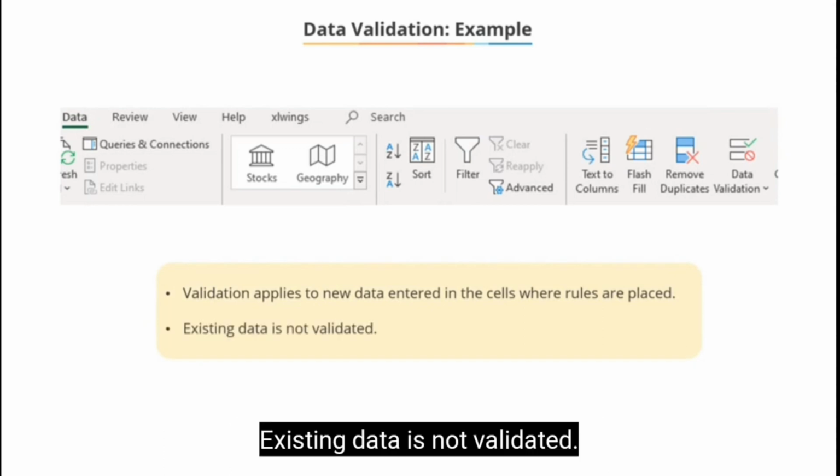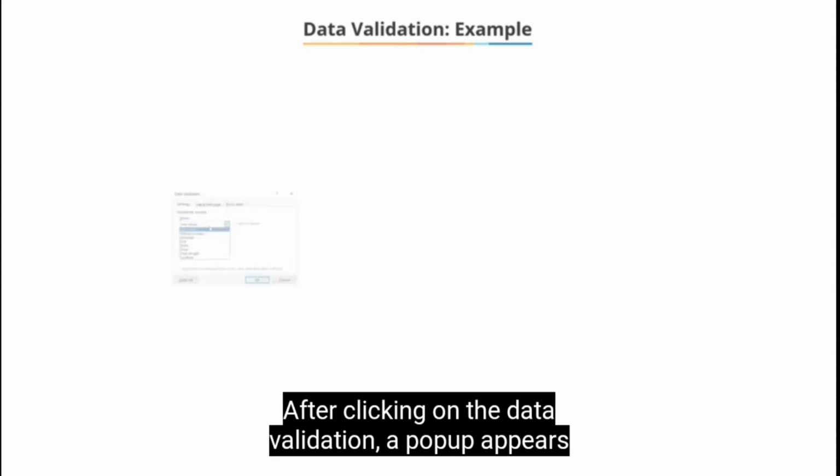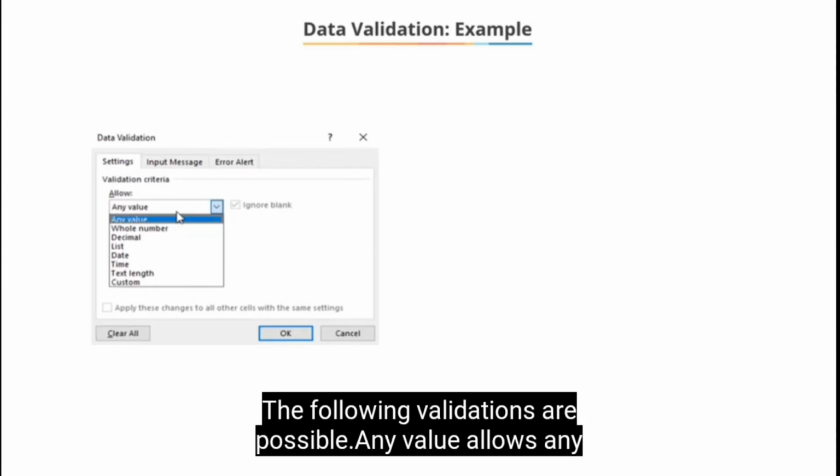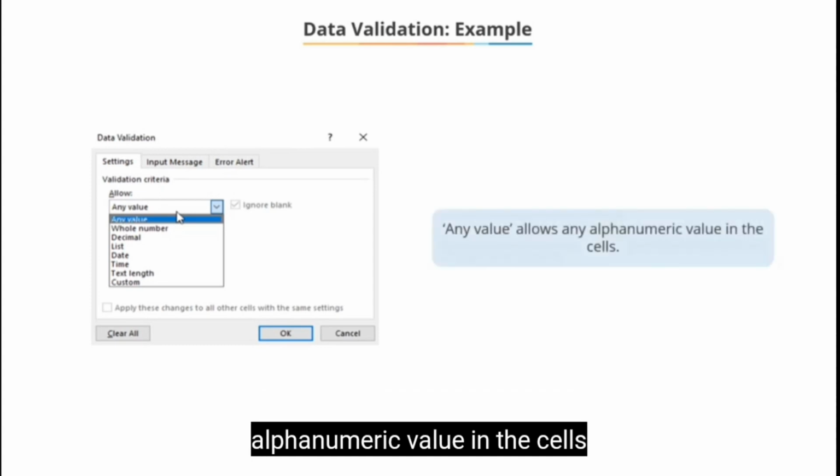Existing data is not validated. After clicking on the data validation, a pop-up appears regarding the validation criteria. The following validations are possible. Any value allows any alphanumeric value in the cells.